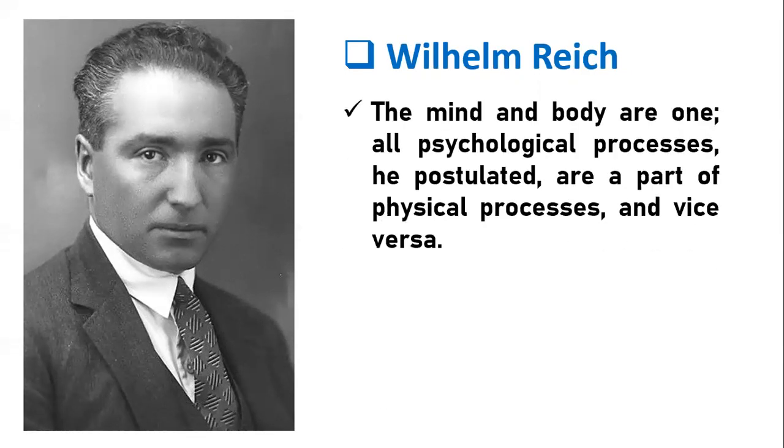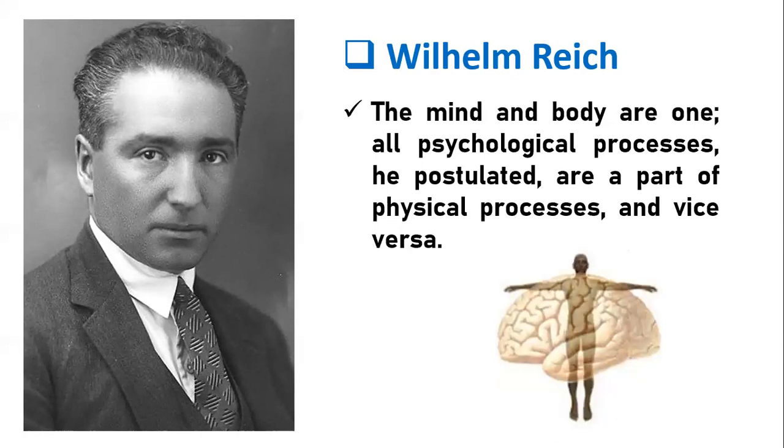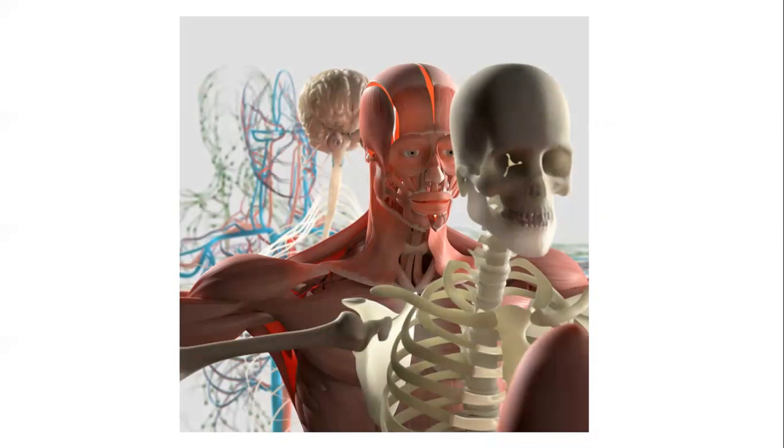Reich argued that mind and body are one. All psychological processes, he postulated, are a part of physical processes and vice versa. In other words, the mind and the body are considered as one. So for Reich, body is essential, dynamic in all psychological functioning, and it plays a critical role in storing and channeling the bioenergy, which is the basis of human existence and experience. So without the body, then we cannot have this human existence and experience.